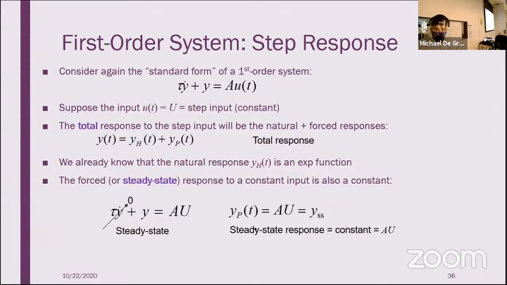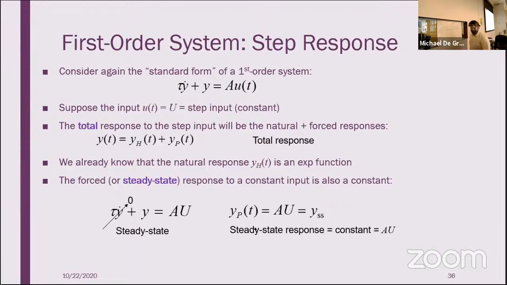So we already know the natural response, right? If we're looking at the total response, we have y sub h. We just calculated y sub h on the previous slide. We know it's an exponential function. The forced response is a constant input, so we should expect to get a constant output.